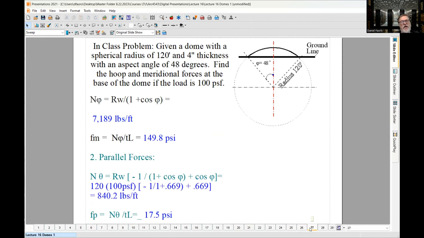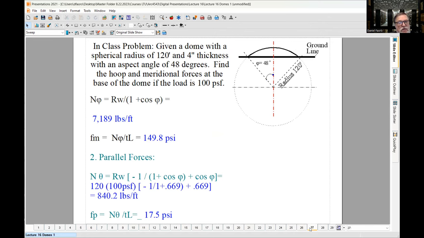I'm not going to have you guys solve this in the time frame today, just to keep us on track a little bit. But we'll take a look at the values here. You can do this with your calculator if you want to check it out. Spherical radius is 120 feet. It's a 4-inch dome. The aspect angle is 48 degrees. Find my hoop and meridional forces at the base of the dome. The load is 100 pounds per square foot uniform.